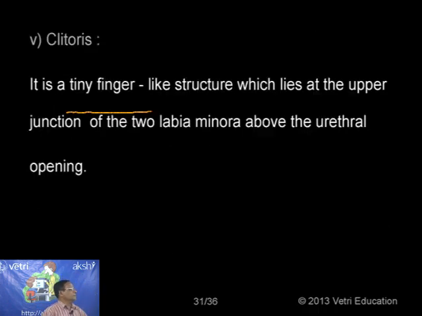Then the clitoris. It is normally found at the anterior junction of the labia minora, the inner folds of skin. It is analogous to the penis of the male. It is a highly sensitive organ, normally found just above the urethral opening of the female. It's in the diagram.